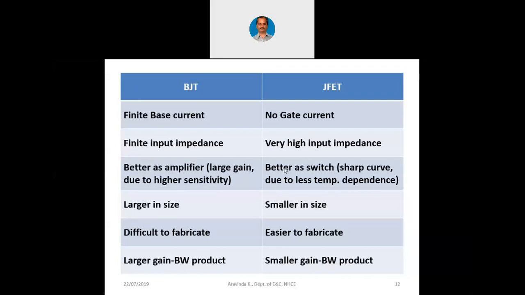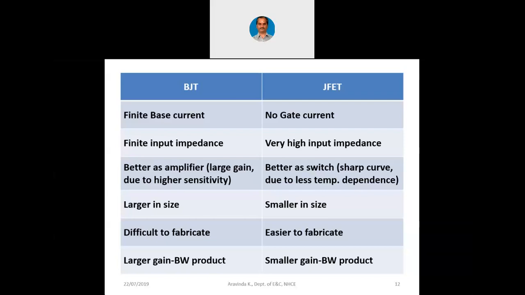Whereas JFET is better as a switch because it has a sharp curve. Please remember the output characteristics which I had shown earlier, where the curve is sharp, meaning in the ohmic region it is having a finite slope, and later on in the saturation region it is almost parallel to the x-axis. Which means the curve is really very sharp when compared to BJT, due to which JFET can be used as a better switch. It is easy to turn it off and turn it on just by applying the gate to source voltage.